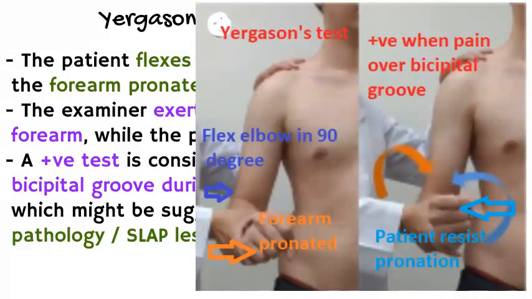This figure illustrates the Yergason test, whereby the elbow is flexed to 90 degrees, the forearm is pronated, the patient will resist the examiner's force while attempting to supinate, and the test is positive when there is pain over the bicipital groove.